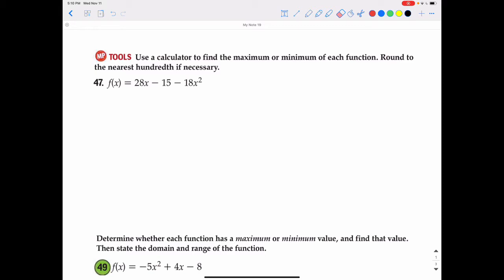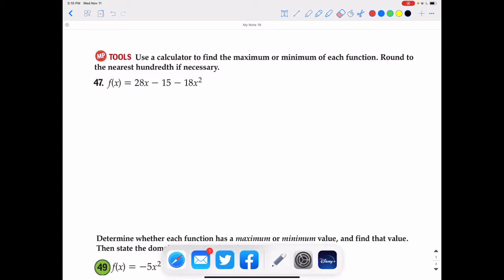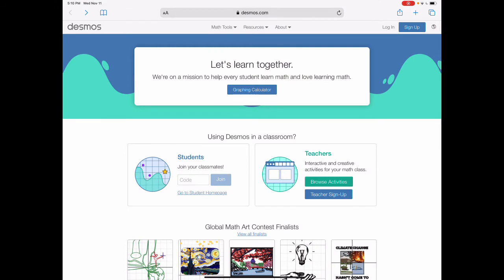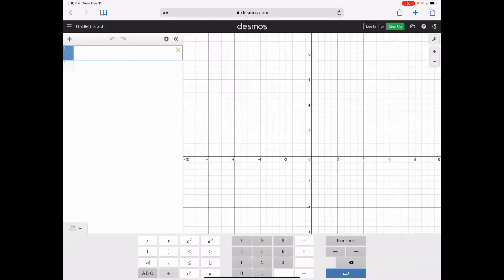So you would need to open up your browser, and the program is called Desmos.com, so that's DESMOS.com. And when you type it into your computer or device, you'll see a screen that looks very similar to this. And right there in the middle, it says Graphing Calculator, so you just click on that button. And it takes you to a graphing calculator.